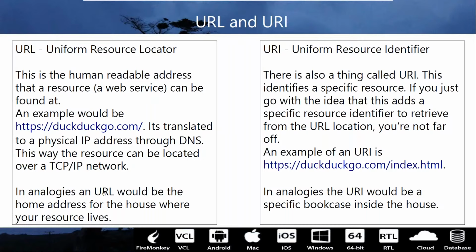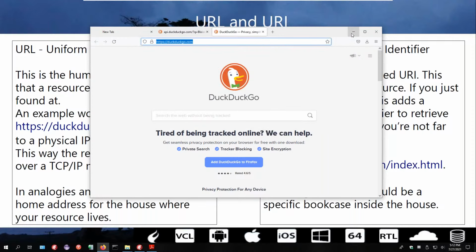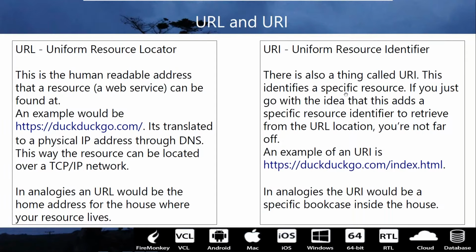Well, in analogies, if you don't really know what the network stack is and all that stuff, you don't really have to know. The URL is just the home address for the house where your resource lives. So it's the home address, in this case, of the DuckDuckGo search engine. So you need to know that address, but you don't actually have to know all the inner workings of it. You're fine if you just ignore it and just see it as an HTTP address. Then there's another thing, it's called a URI. So this is an L here, and this is an I. That's the Uniform Resource Identifier. And that's just a sublocation within the URL. So if you go to the DuckDuckGo page, you can go to the index page here.